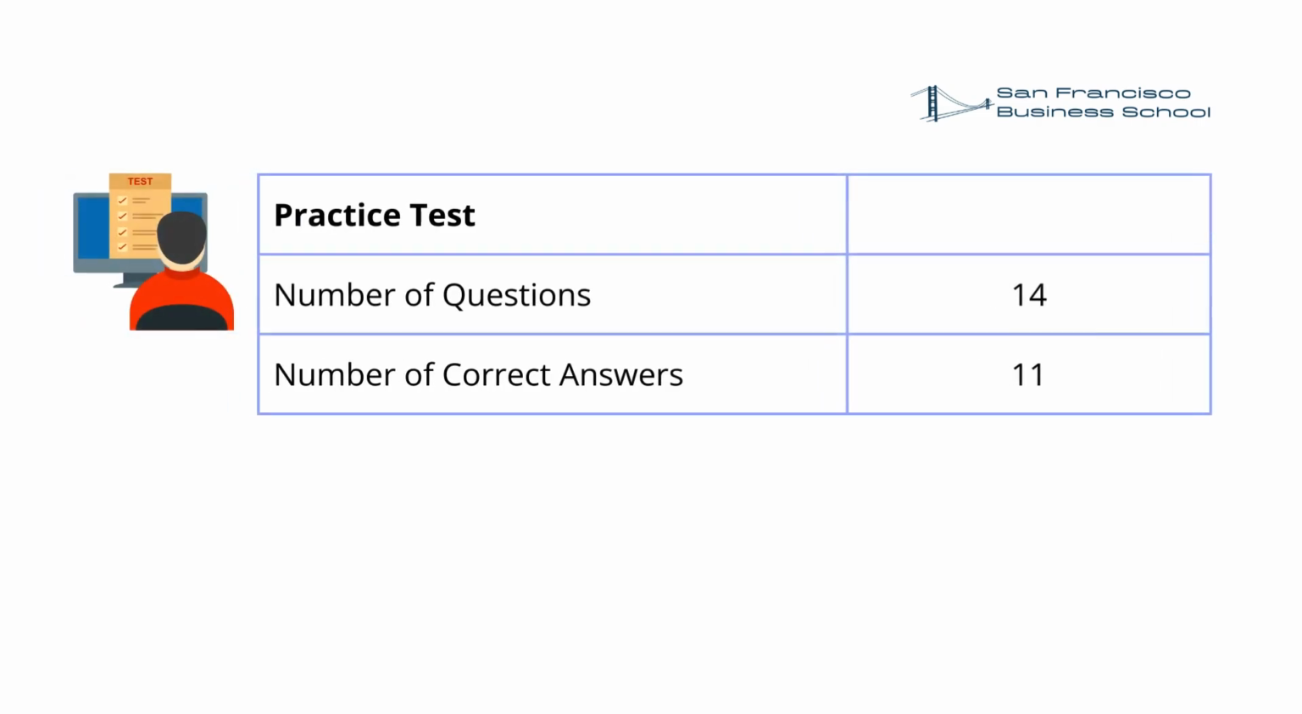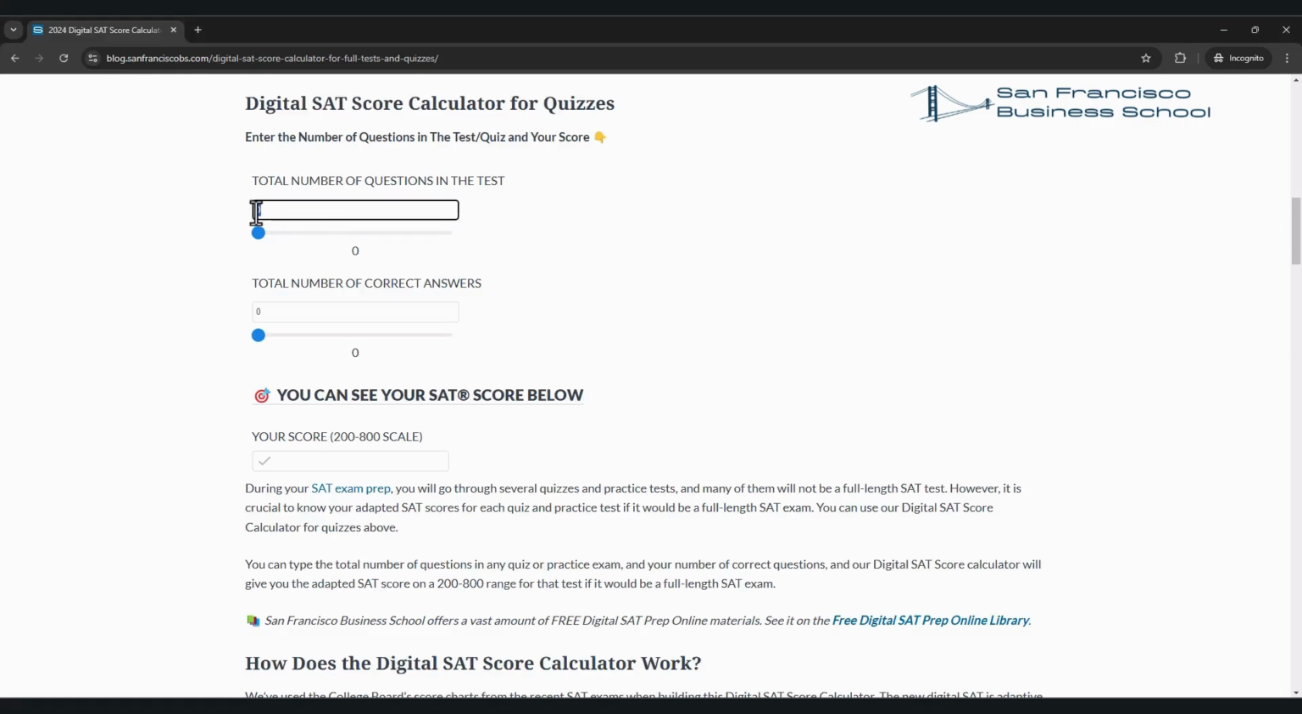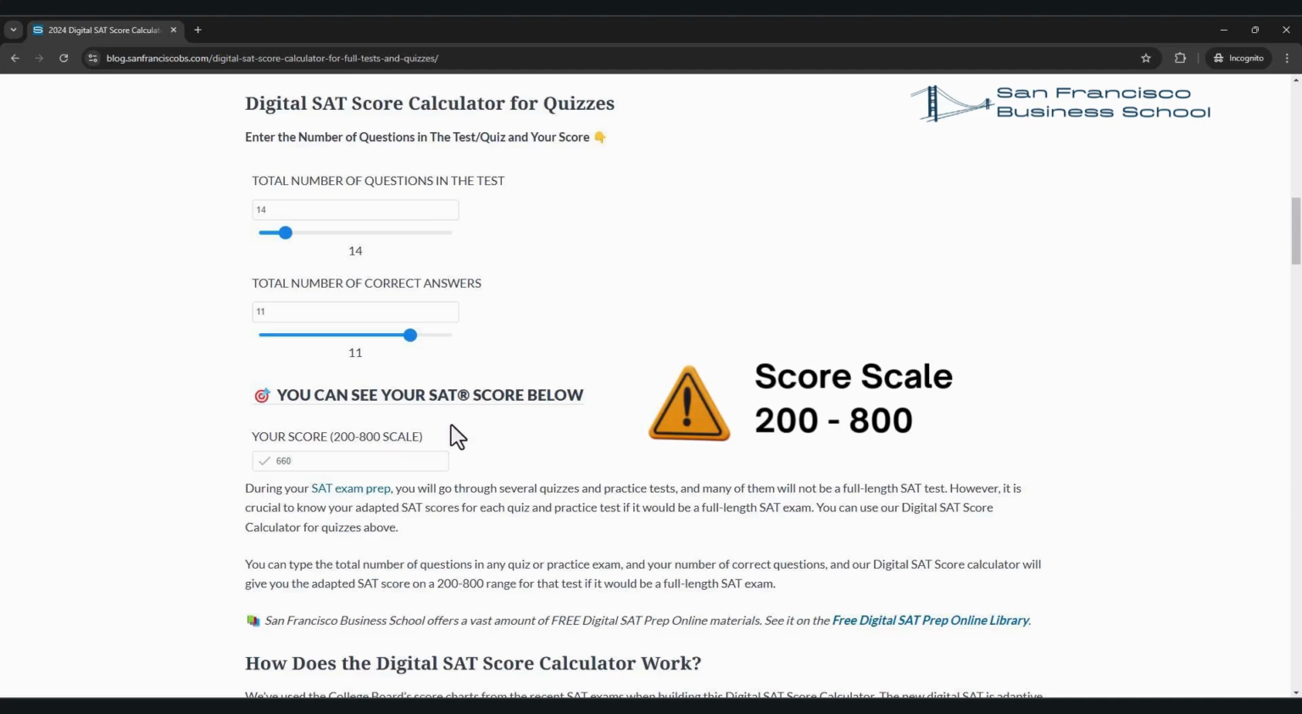Let's assume you practiced a quiz of 14 questions and you answered 11 questions correctly. You can use this calculator to see your adapted SAT score from this quiz. As you can see, your adapted SAT score would be 660 if this quiz or practice test was a full-length SAT section. Note that, this digital SAT score calculator for quizzes is on a 200 to 800 scale.